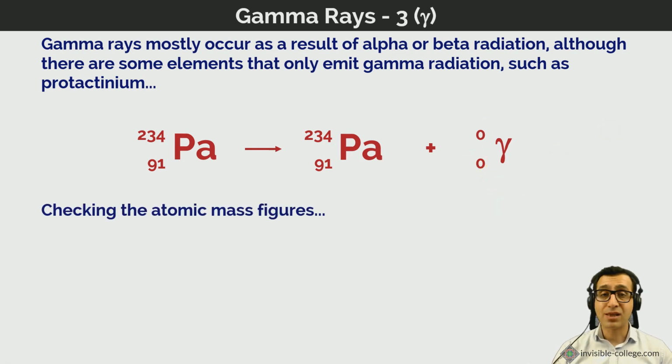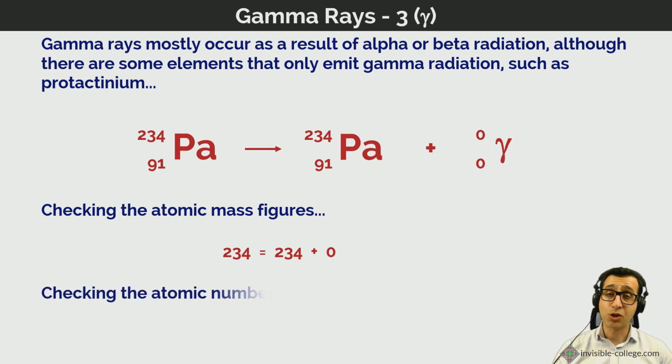So again, checking the atomic mass figures, we have a total of 234 units on the left and the right hand sides, and also checking the atomic number figures, we have a total of 91 units on the left and the right hand side, so those balance.